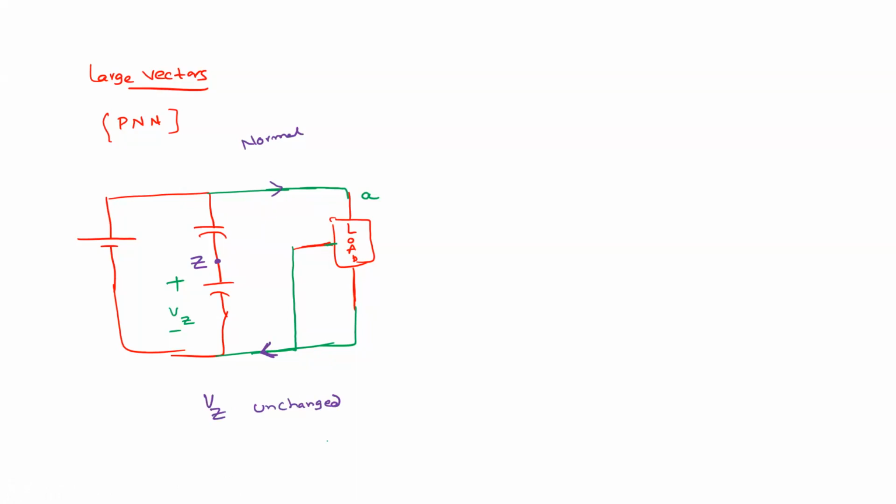This Vz is unchanged, or in other words, it is not affected. Certainly there may be other things that change, but this large vector is not changing the neutral point voltage. All right. So this is for normal operation.